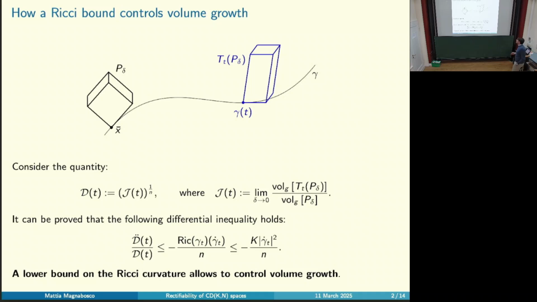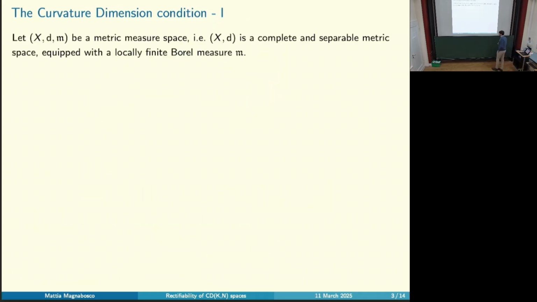So now we can really go to the definition of the CD condition, but before starting we have to introduce a couple of fundamental objects to define it. And as I was mentioning before, the CD condition is defined for metric measure spaces, so spaces of the type (X,d,m), where (X,d) is a complete and separable metric space, and m is a locally finite Borel measure on X.